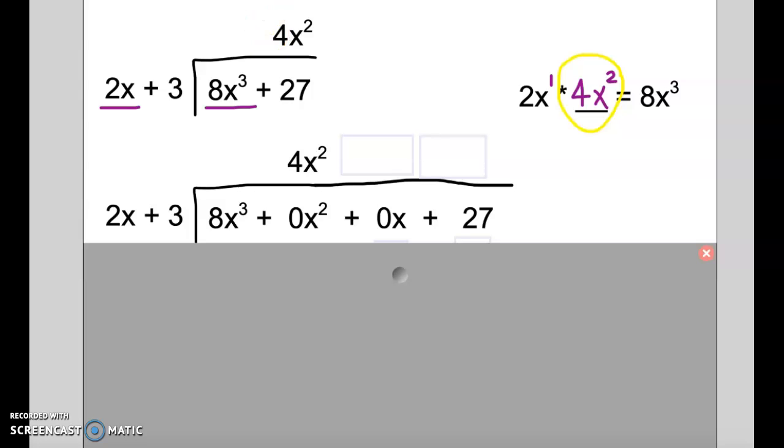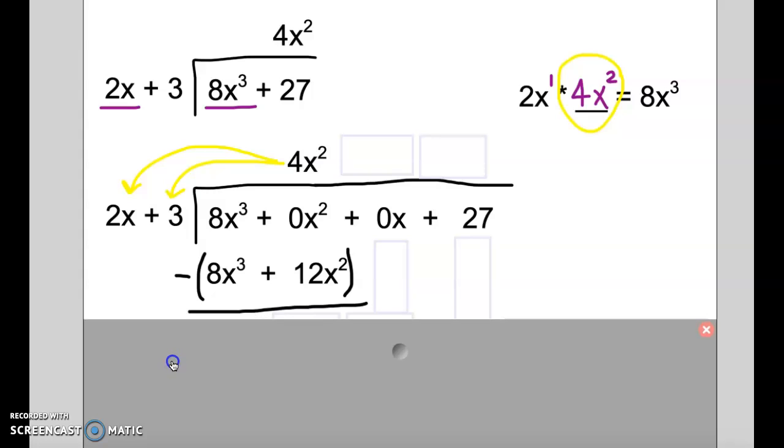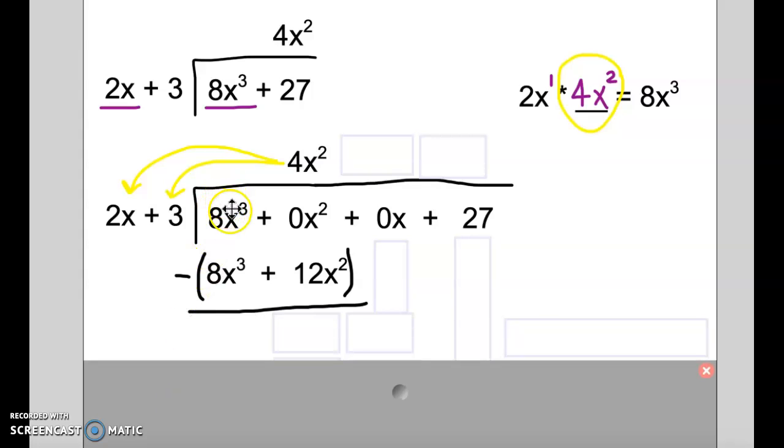Multiplication is next. So I need to do 4x squared times 2x, 4x squared times 3. Okay, so I'll have 4x squared times 2x gives me 8x cubed. 4x squared times 3 gives me 12x squared. Remember, after we multiply, we'll have parentheses and subtract. So then I'll have 8x cubed minus 8x cubed gives me 0. Be careful, guys. It's 0 minus 12x squared. That's why we have the parentheses there, to remind us I'm subtracting this whole thing. 0 minus 12x squared gives me a negative 12x squared.